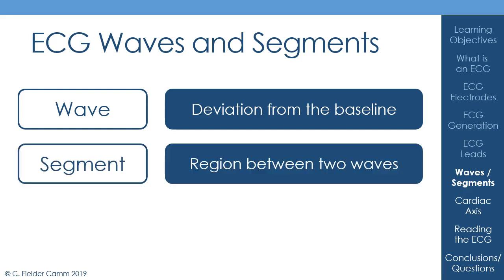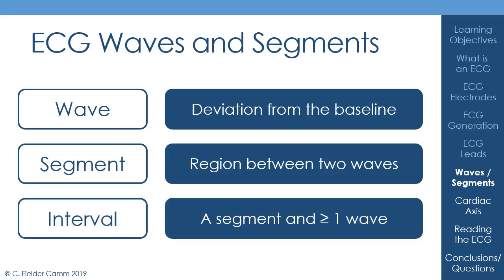We have segments, and segments are that sort of flat region, or what should ideally be flat, but sometimes isn't, between two waves. So it's the gap between the end of one wave and the beginning of the next wave. And particularly, we tend to talk about the ST segment, which is from the end of the QRS complex to the beginning of the T wave. And sometimes we can talk about other segments, particularly the PR segment from the end of the P wave to the beginning of the QRS complex.